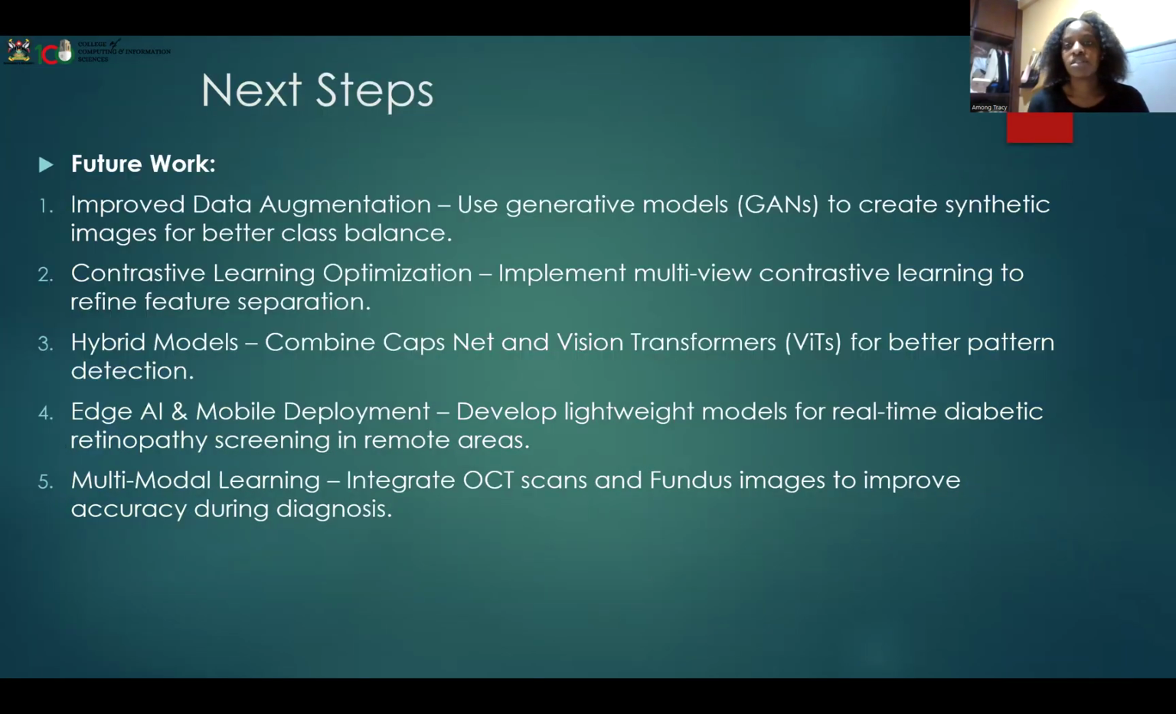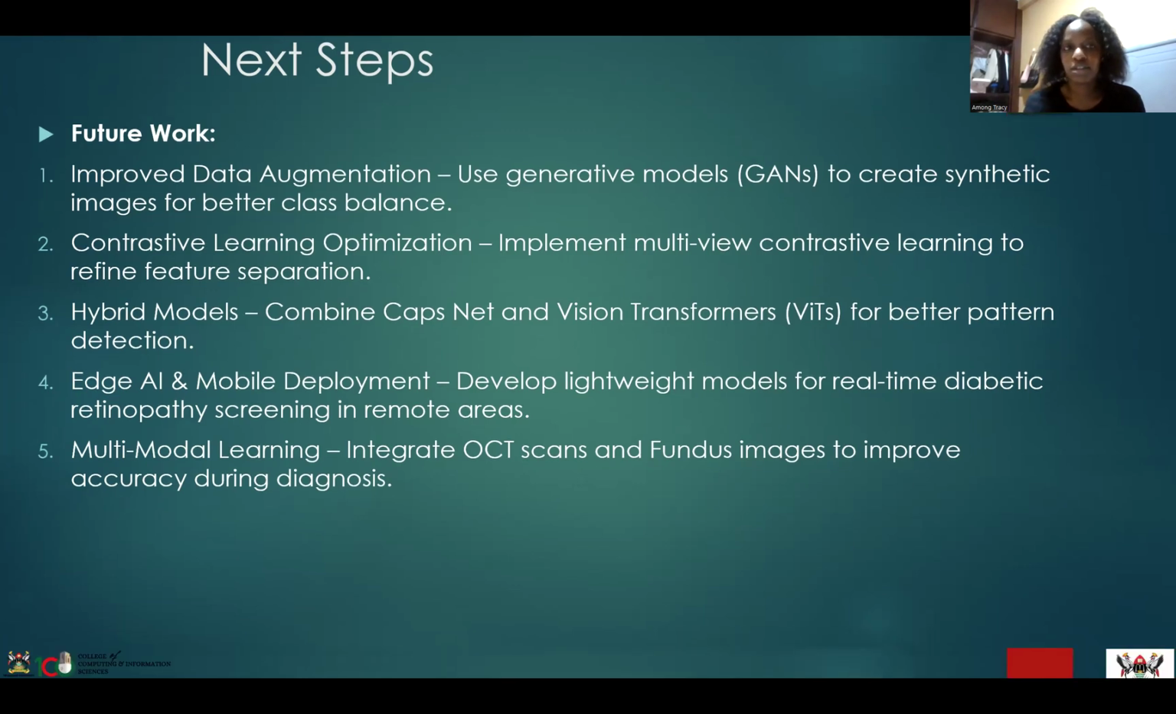Then the next steps in the future works, what we are hoping to add to our project is improved data augmentation. With that, we can use GANs to generate realistic augmented images. Then contrastive learning optimization, then the use of hybrid models. We can combine vision transformers and CapsNets for better pattern detection. Then we have Edge AI and mobile development and multimodal learning. This will integrate OCT scans. We can use fundus images, and this can improve our accuracy during diagnosis.